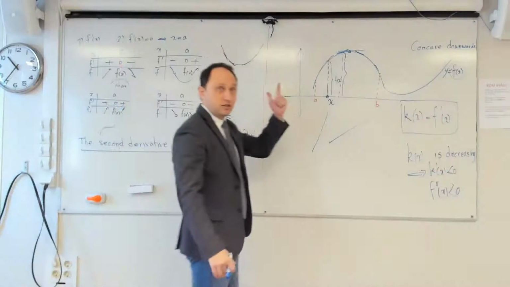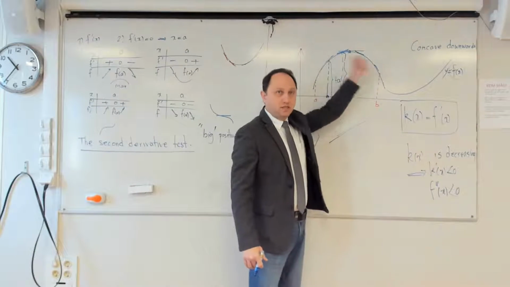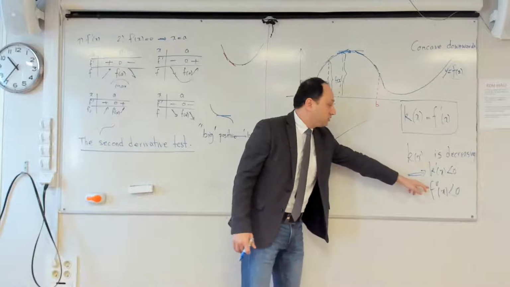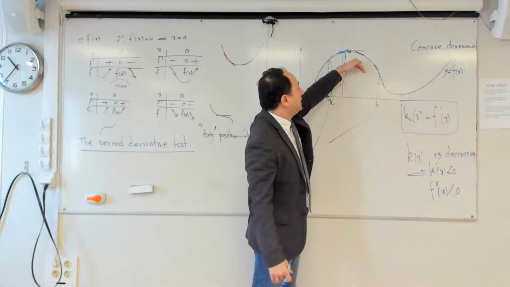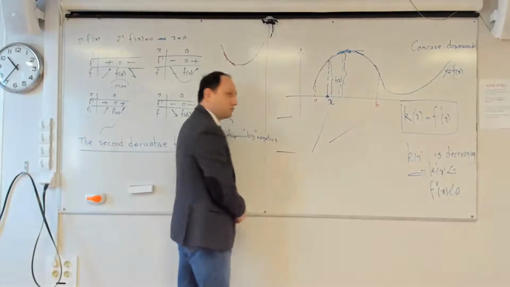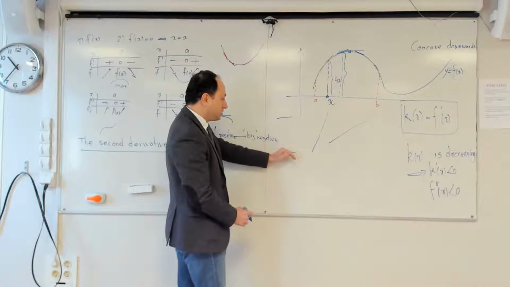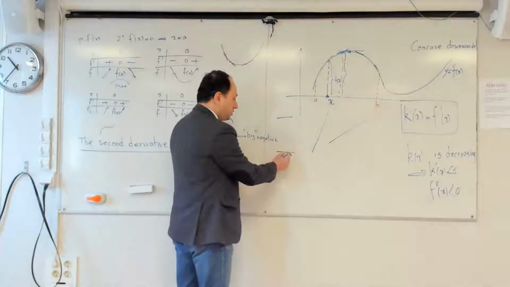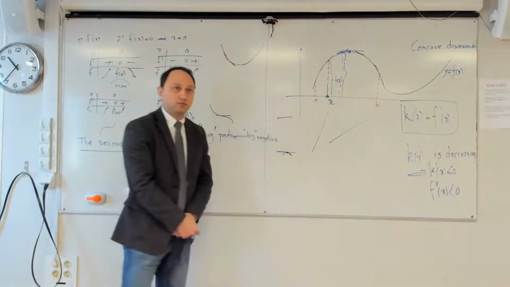So, two conditions. The slope is 0, but the second derivative says this is concave downward. So if the slope is 0, the tangent should be horizontal. And if this is going to be concave downward, it should be of this type. So this is definitely a maximum.